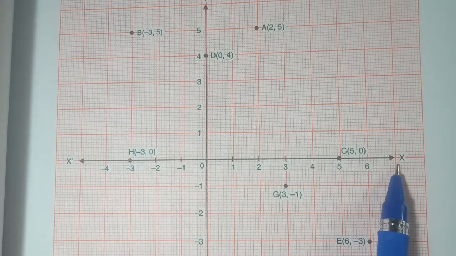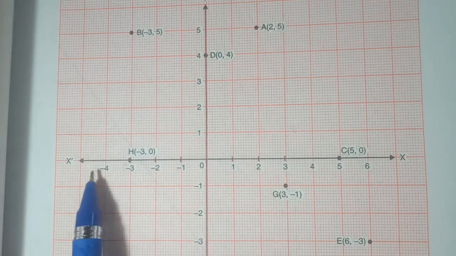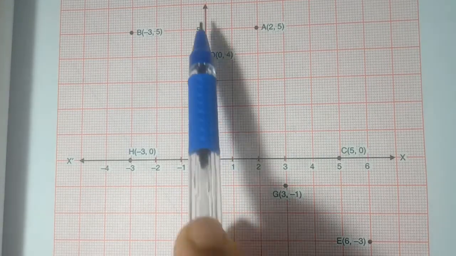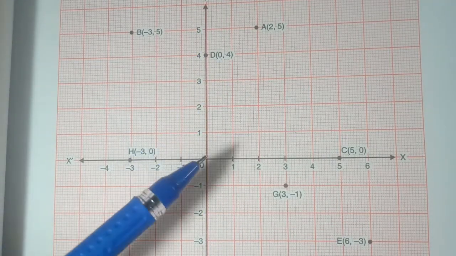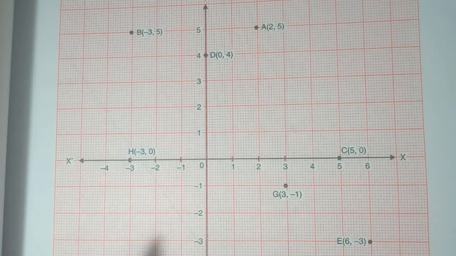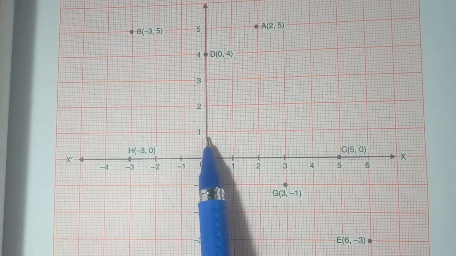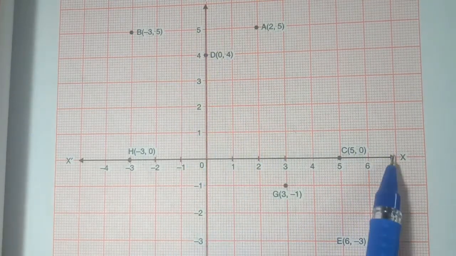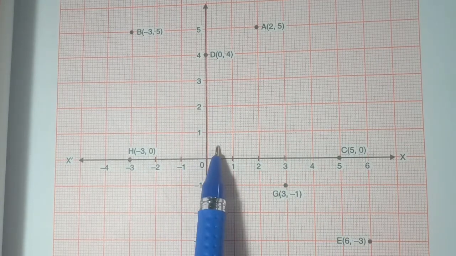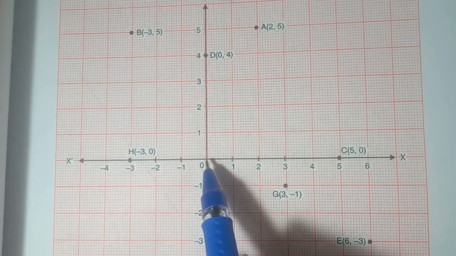On the horizontal number line, on the right hand side we have the positive numbers and on the left hand side of 0 we have the negative numbers. In the y-axis, the numbers on the upper part are positive and the numbers on the lower part are negative. And one thing you have to note: this horizontal line and vertical line are called axes. The angle between these two axes is 90 degrees.